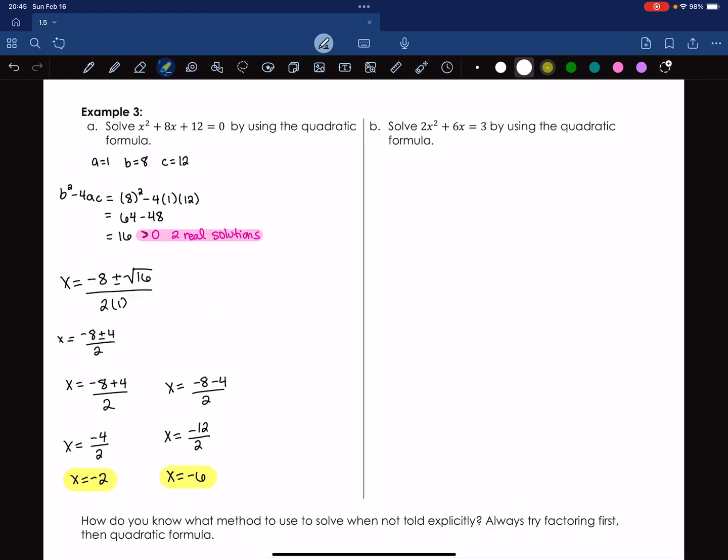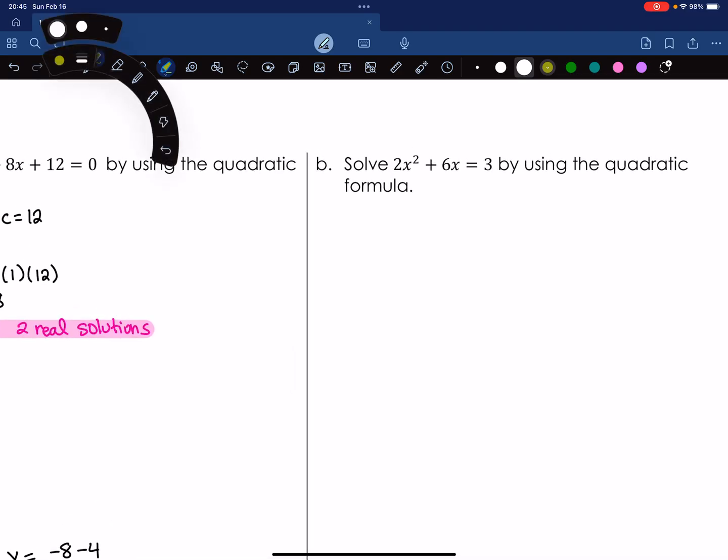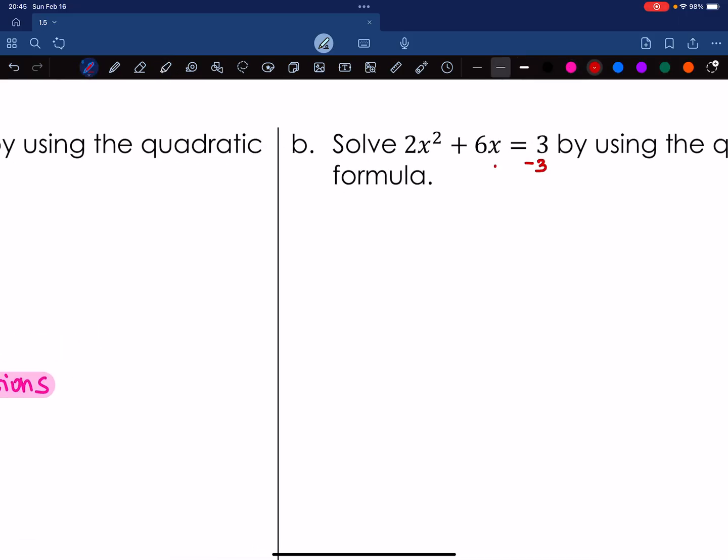Okay, so looking at the next one, before you're able to solve it, it does need to be set equal to 0. So we would need to actually subtract 3 from both sides first. And so we would be dealing with 2x squared plus 6x minus 3 equals 0. Okay, so from here, our A is 2, our B is 6, and our C is negative 3.